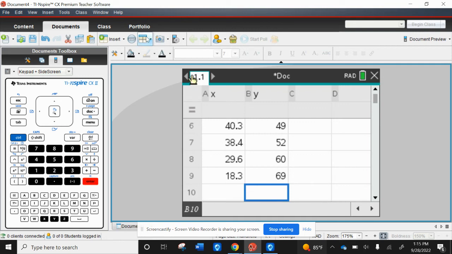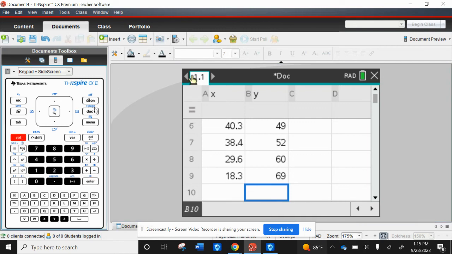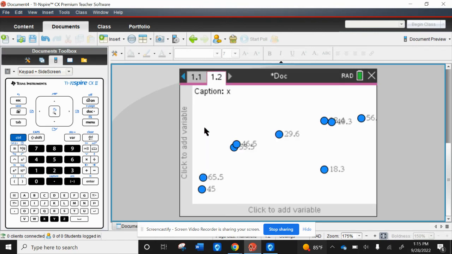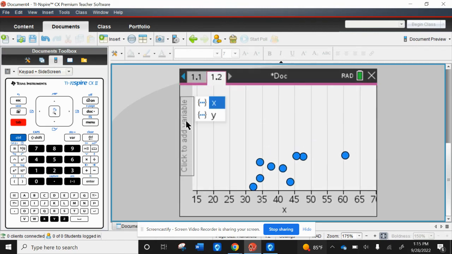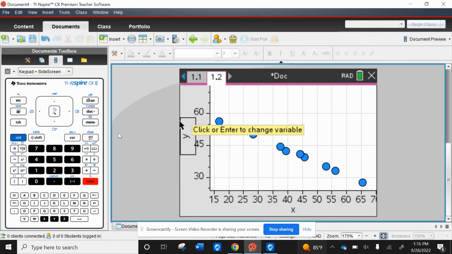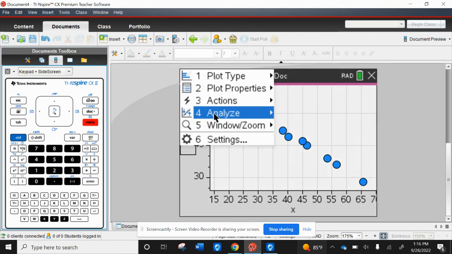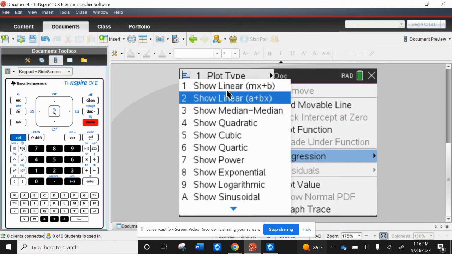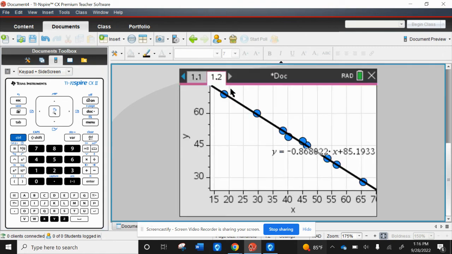All right, so to find the equation, we're going to go to Control Doc number 5, Tab X, Tab Y, Menu, Analyze, Regression, Show Linear mx plus b. And we're going to pull the equation over so we can see it. So your equation is y equals negative 0.87x plus 85.19.